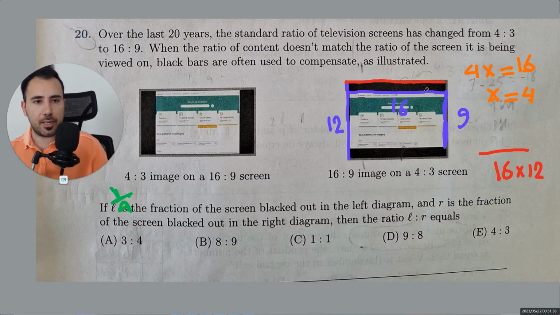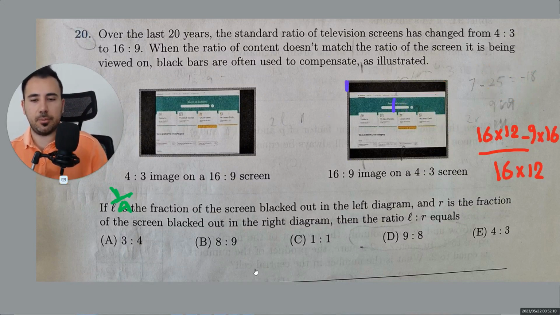So what is the area of these black bars? We could write it like this. It would be 16 times 12 again, the whole thing, minus the part inside, which is 9 times 16. You can see it. Now let's go and simplify this. That's going to be the ratio of the black bars.